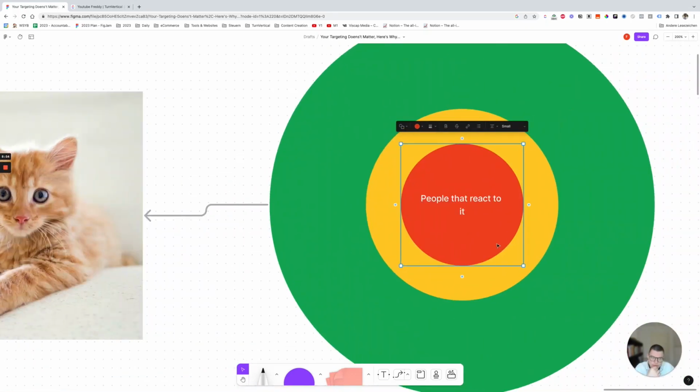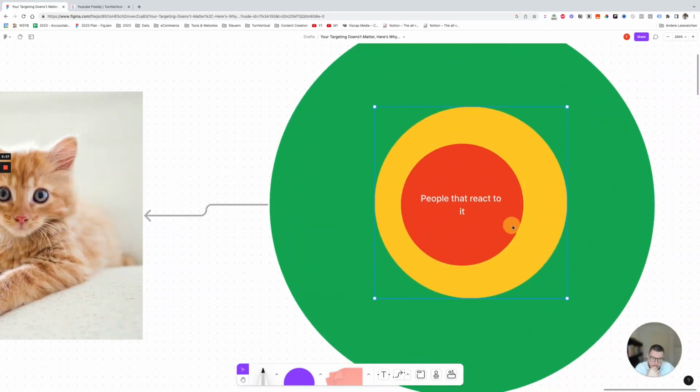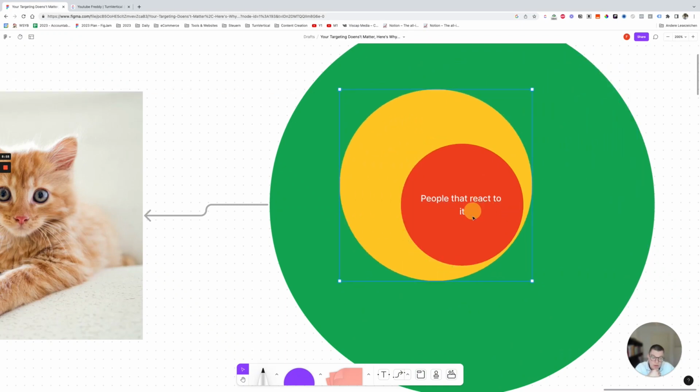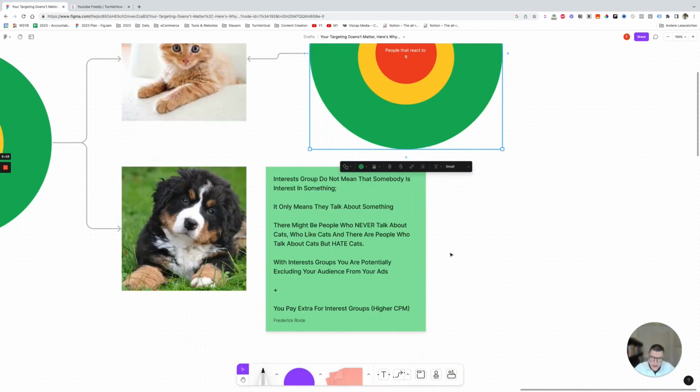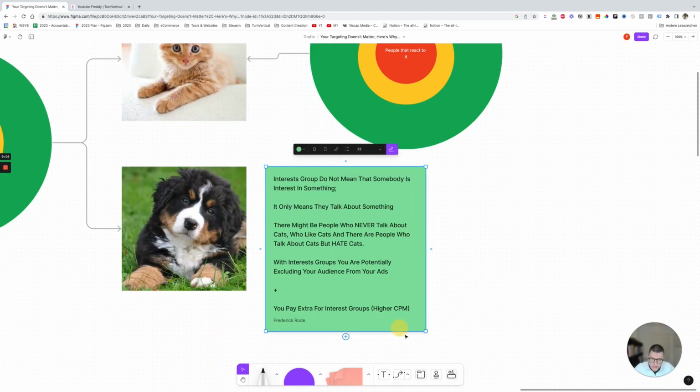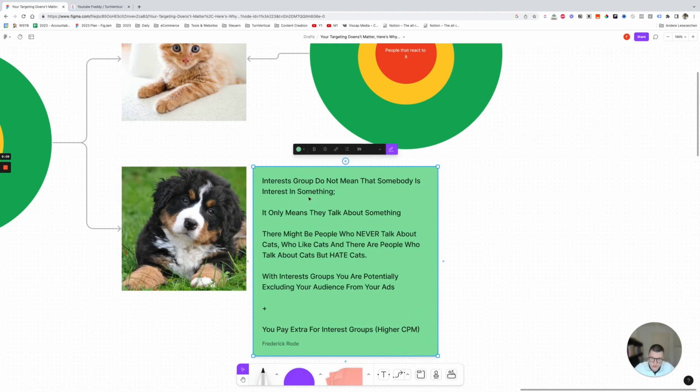And within that subset of people who are cat owners, you're limiting yourself in who you are trying to reach. So basically, what happens if you're using interest groups? I have a few notes here, which I think are important. First of all, interest groups do not mean that somebody is interested in something. It only means that they talk about something.